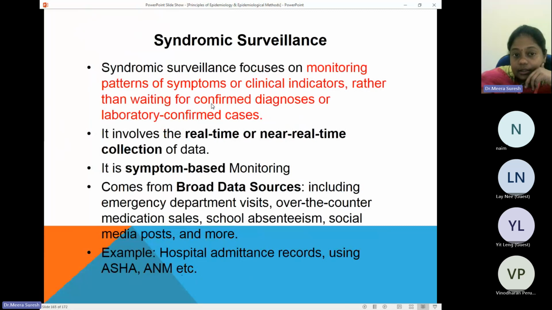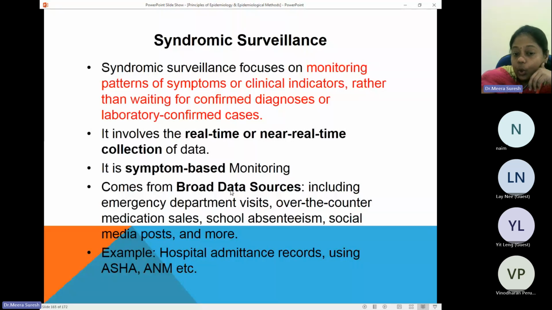So we can see in active and passive surveillance, mostly it is the doctors that are involved, but in syndromic surveillance, even non-medical persons are involved. It is a real-time or near real-time collection of data, showing what is happening now. They are not waiting for confirmed, beforehand collection. It is symptom-based monitoring. I explained that to you.